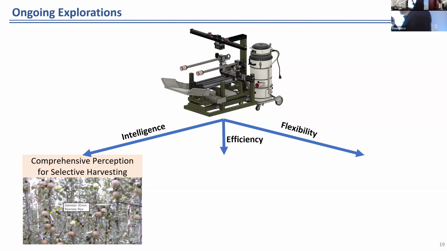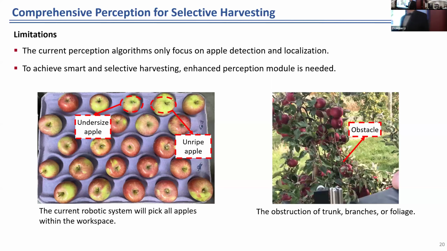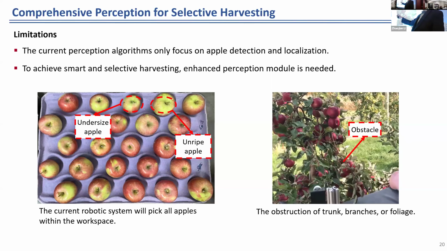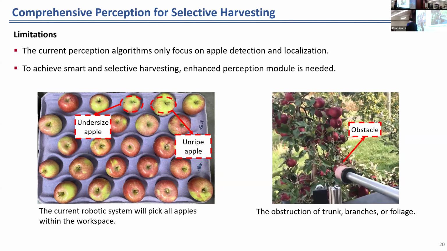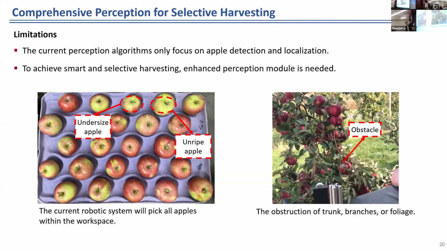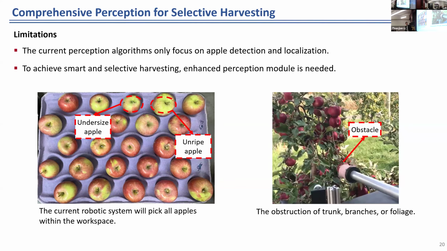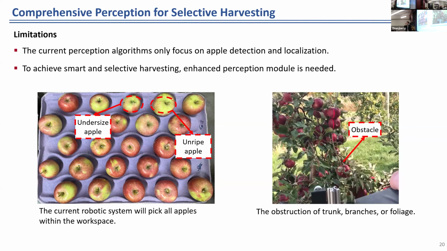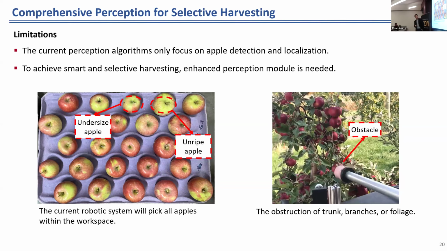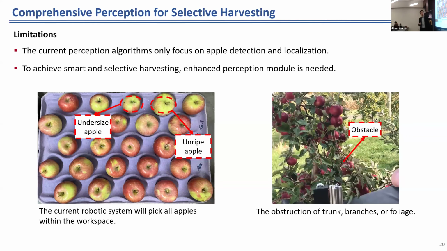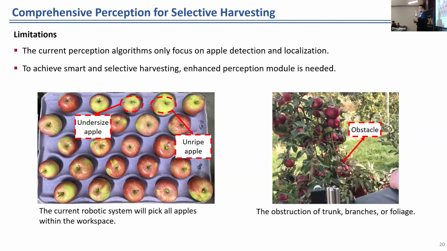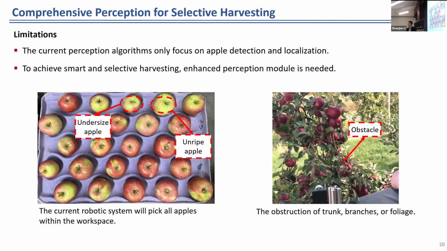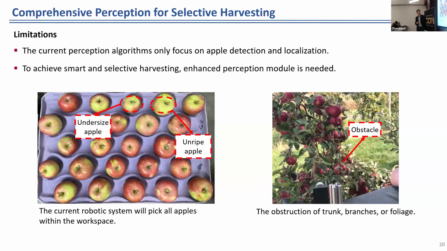So one is we call selective harvesting. The idea is that we want to make sure that the fruits to be harvested are ready, they are ripe, and the appropriate size. Also, we need to deal with obstacles because some fruits are behind obstacles. If a fruit is hiding behind the branches, it is really hard to harvest, and if we harvest, it will bruise the fruit, then we had better not harvest. We can leave those for the human pickers to pick.